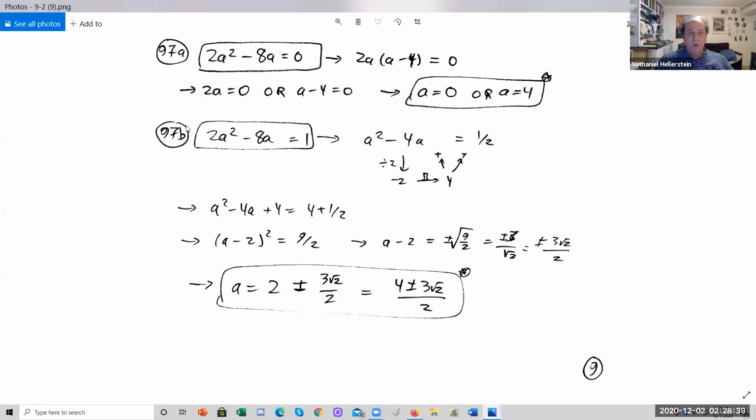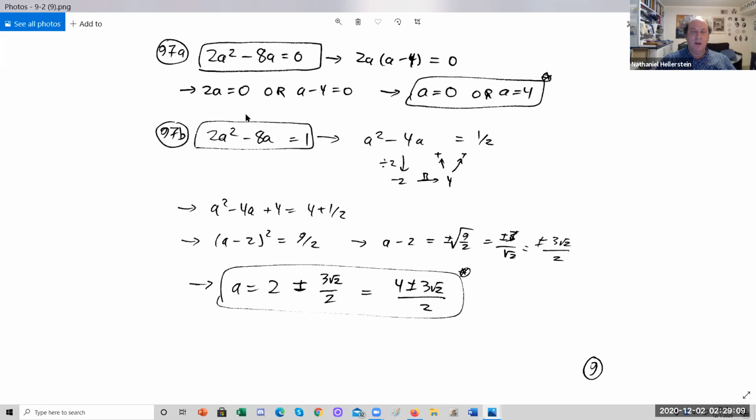Here you have related problems. It's 97a and b. 2a squared minus 8a is 0. 2a squared minus 8a is 1. For this one, it's simple, really. We can already factor that. 2a squared and 8a have a common factor of 2a, times what's left is a minus 4. That equals 0. So product equals 0 means one of the factors is 0. 2a is 0 or a minus 4 is 0. And so a is 0 or a equals 4.